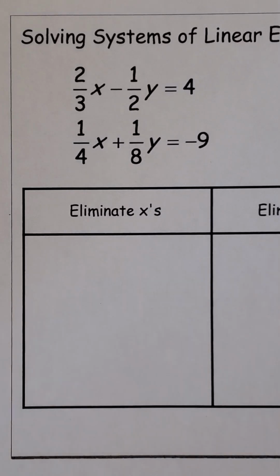And I highly recommend that when you are looking at systems that you analyze it to see which method would be the easiest. And then we'll solve a couple of systems. So this first one, 2/3 x minus 1/2 y equals 4, and 1/4 x plus 1/8 y equals -9.